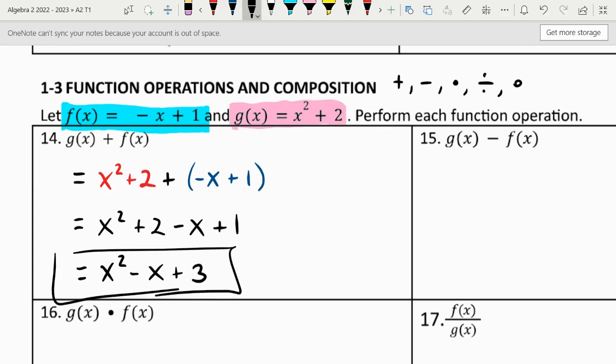Basically, you just combine them in whatever way they say. In this case, they said addition, so I just added them. And then simplify until you get something that has all like terms combined and all parentheses gone.